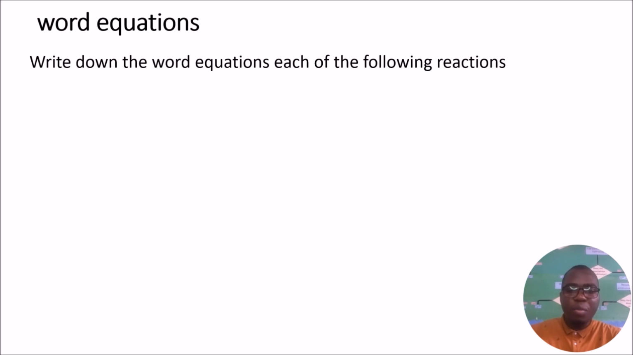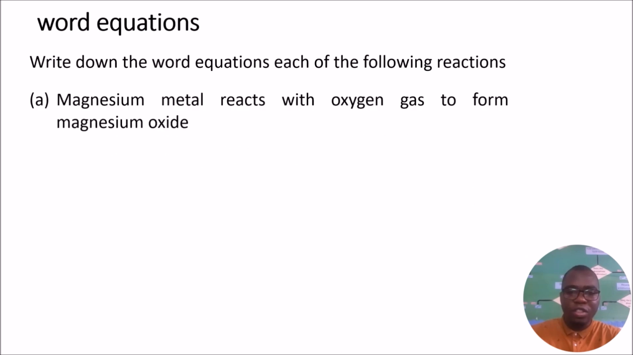Let's look at a practical example. Write down the word equations of each of the following reactions. What we have in here are chemical sentences. For example, it is saying magnesium metal reacts with oxygen gas to form magnesium oxide. Now, the first thing that you need to know is once you understand the various features of an equation, then it will be easier to write these word equations.